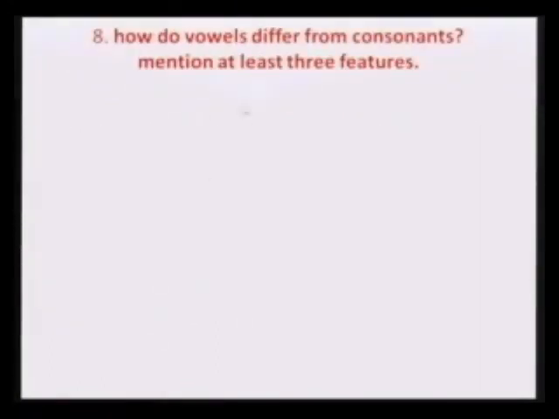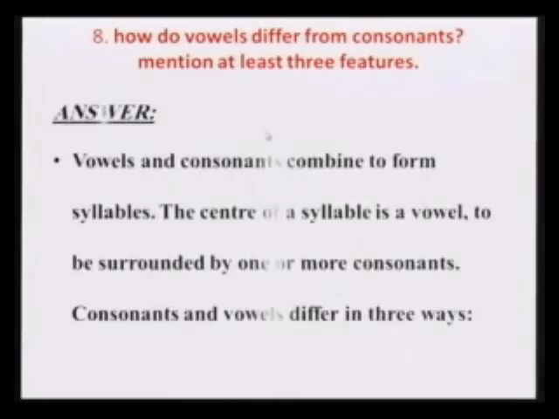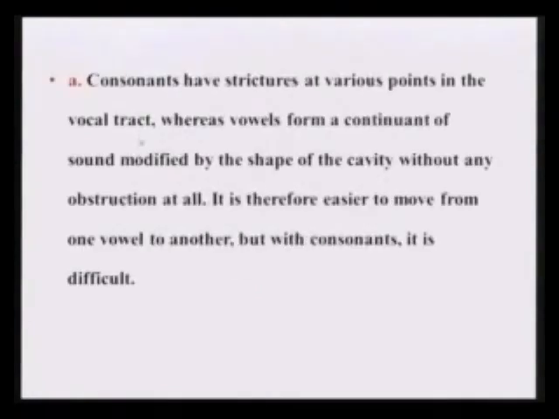How do vowels differ from consonants? Mention at least 3 features. Vowels and consonants combine to form syllables. The center of a syllable is a vowel surrounded by consonants. Consonants and vowels differ in 3 ways. How do they differ? Consonants have strictures at various points. Alright? Whereas vowels have no obstruction at all. Therefore, it is easier to move from one vowel to another.